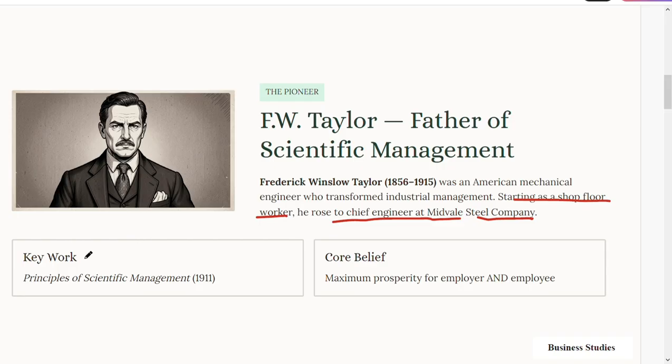The key work is Principles of Scientific Management, right? He tried to increase the productivity of the employee, how the employee can be satisfied, and how their work can be done in a scientific manner, right? So this is more technical in nature compared to Henri Fayol, right?